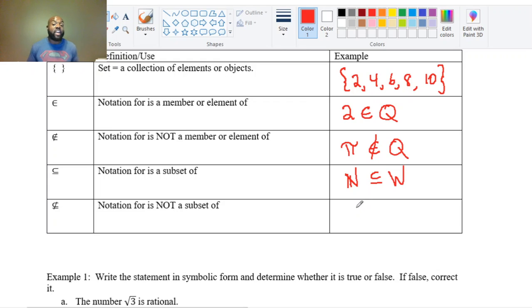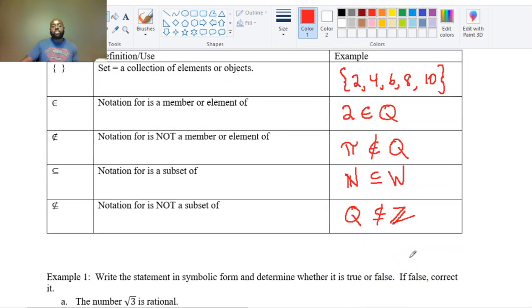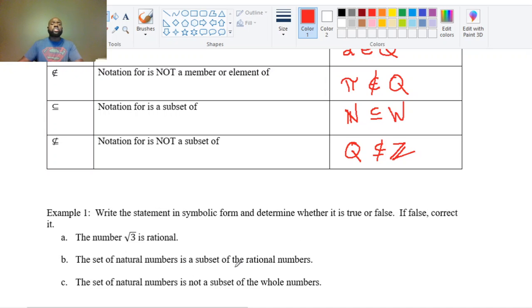I could say that the set of rational numbers is not a subset of the set of integers, right? It's actually the other way around, right? So if I go back to my sets of numbers, my rational numbers include all of these, but there are elements in my rational numbers that are not in my set of integers. And so the rational numbers are not a subset of the integers. The integers are a subset of the rational numbers. All right, so I can just do that. And so these are some examples here.